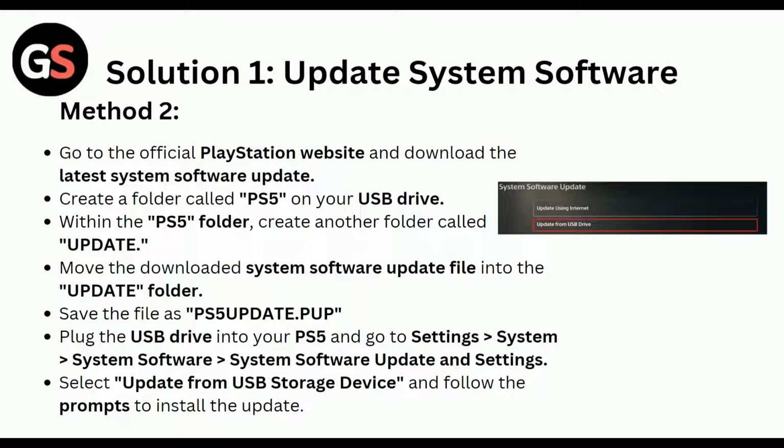And then plug the USB drive into your PS5 and go to Settings, then System, and here find System Software. After that, select System Software Update and Settings, and then select Update from USB Storage Device and follow the prompts to install the update.